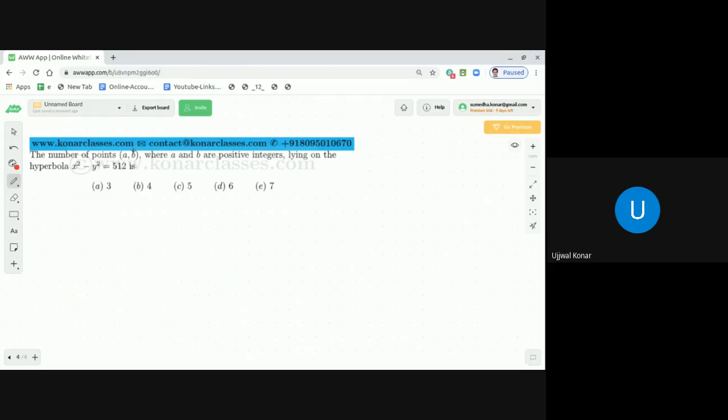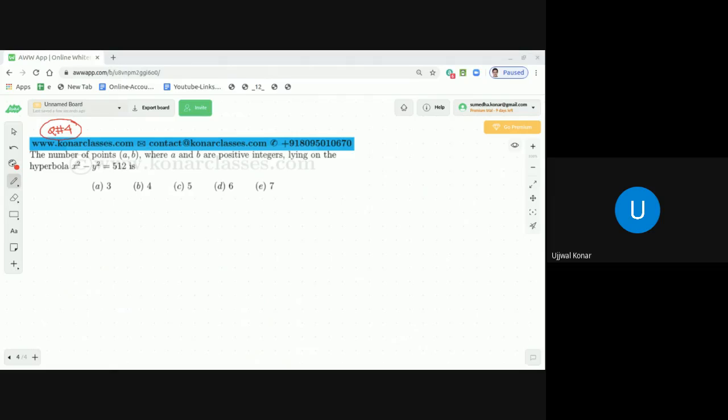So the question here, dear students, is: the number of points A comma B, where A and B are positive integers, lying on the hyperbola x square minus y square is equal to 512, is, what means how many such points are possible. And that is what we are going to discuss now. Okay, let's see how we can approach this problem.